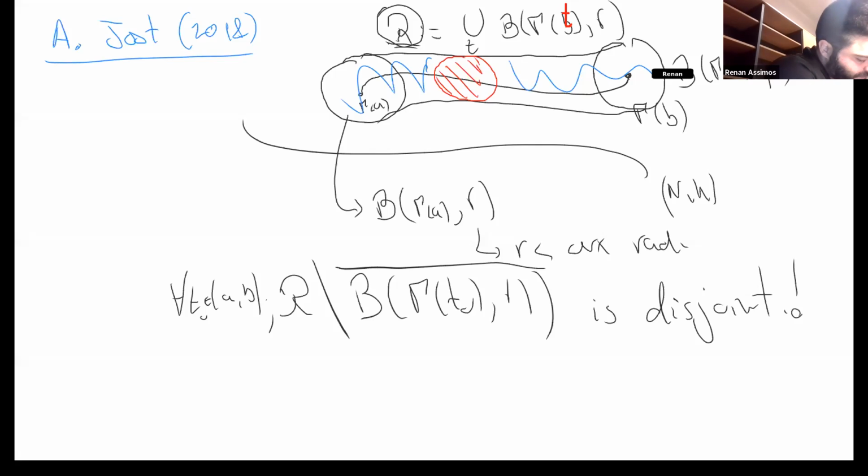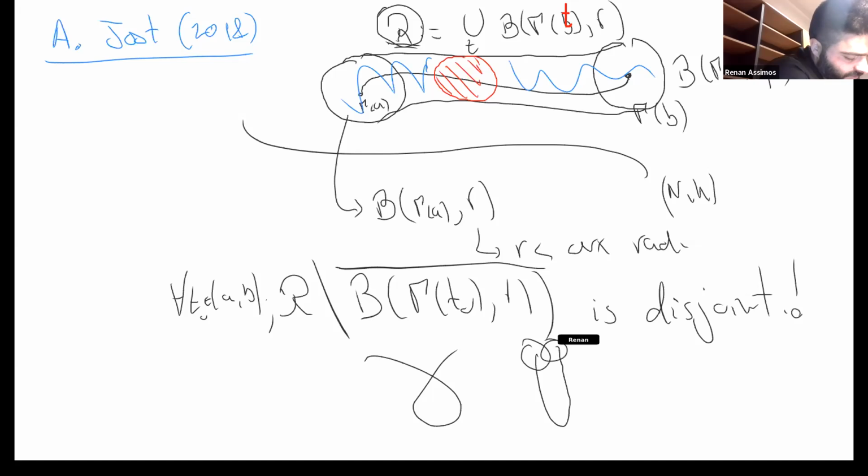So what is this condition about? Well, I don't want my curve to do weird things, like have self-intersections or be very close to itself like this and take very big balls. Then my curve becomes something very weird, and I don't want these things to happen.